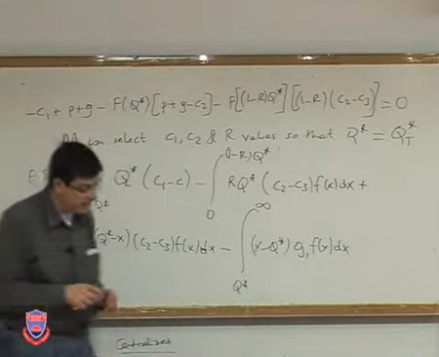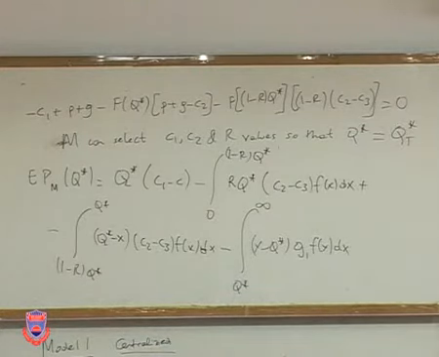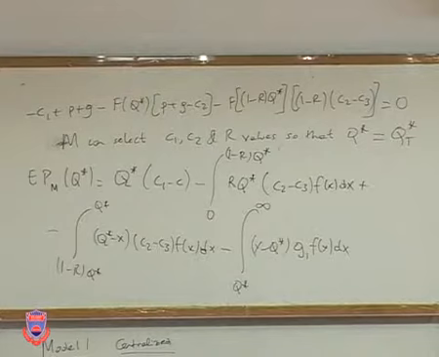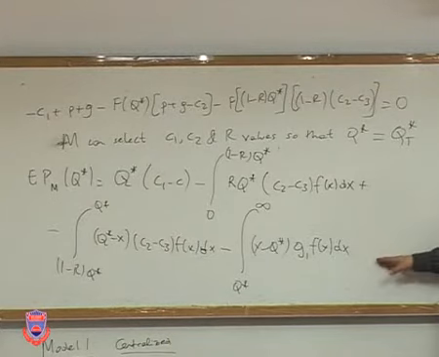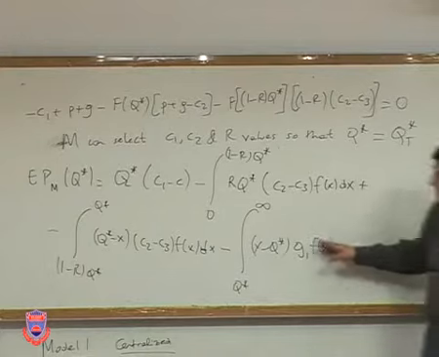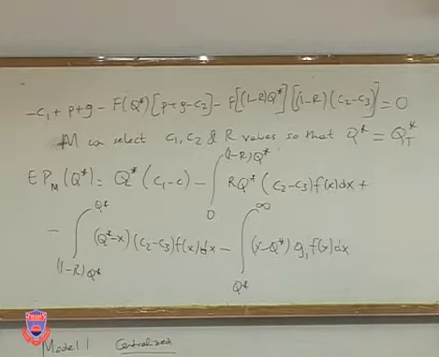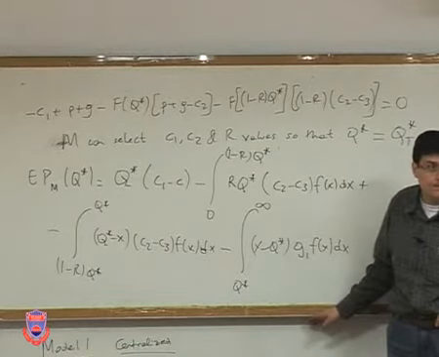So this is the expected profit for the manufacturer. Note that we didn't do any optimization here. We just calculated the effect of this Q star on the manufacturer. Now, of course, one thing that we can do is, if I am the manufacturer, what I will do is I would try to maximize this by selecting C1, R, and C2 appropriately. This is one thing that I can do, of course. But we're not going to do that at this point. Any questions on this? Okay.